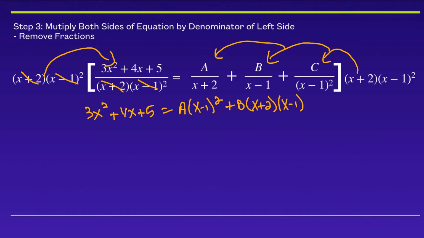And then we just have to do it one more time. We're going to multiply it times this fraction. And this time the x minus 1 squareds will cancel. So we'll have just C times x plus 2. So I'm just going to write that. So we'll have C times x plus 2.